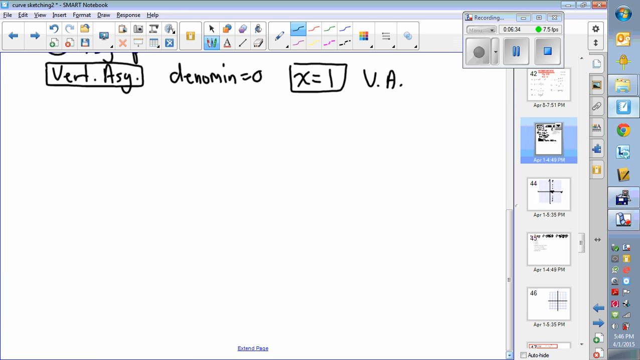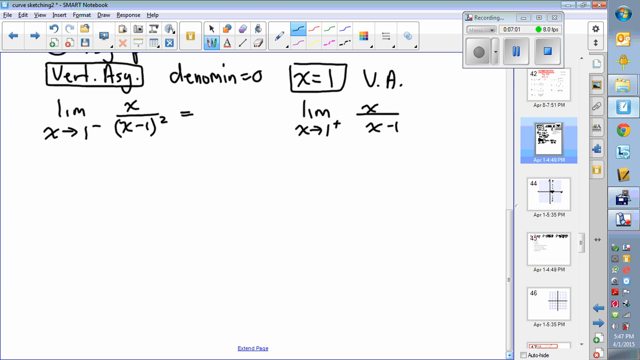So what we're trying to figure out now is the limit of our function as x approaches 1 from the negative side. And our function, if you recall, was x over (x minus 1) squared. And we want to find out what this approaches. And then we want to do the same limit as x approaches 1 from the positive side. And the function is x over (x minus 1) squared.